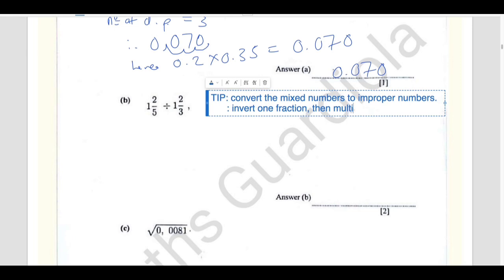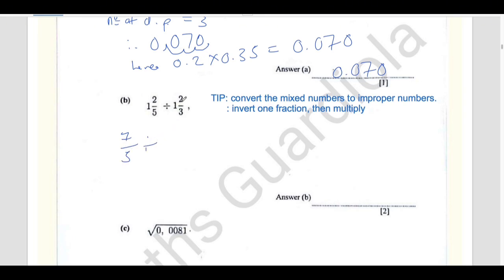So let's do this. The first one is 1 and 2 over 5. To convert this mixed number into an improper fraction, we multiply the whole number by the denominator, then we add the numerator. So that's 1 times 5, that's 5, plus 2, that's 7, over 5. For the second, 1 times 3, that's 3, plus 2, that's 5. Then we maintain the denominator, so 5 over 3. Next, we invert one of the fractions. So 7 over 5 multiplied by 3 over 5.